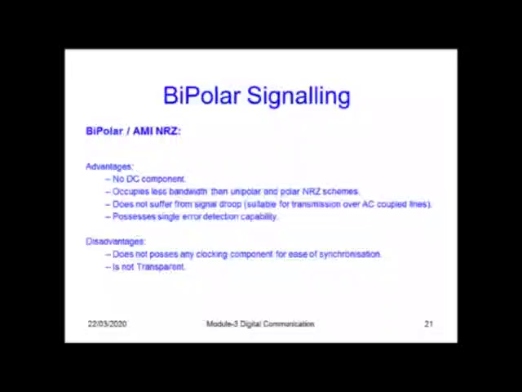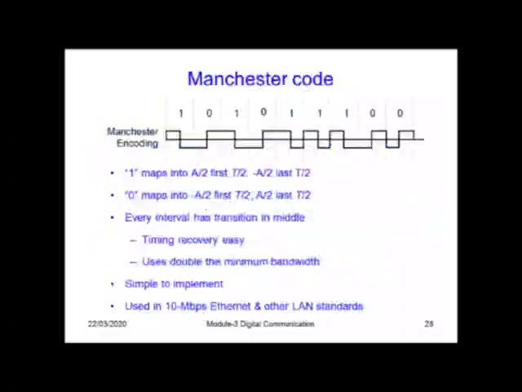Then coming to the last pattern, that is Manchester coding. The transition at the center of every bit interval is used for synchronization at the receiver. Manchester encoding is called self-synchronizing. Synchronization at the receiver end can be achieved by locking on to the transitions which indicate the middle of the bit.